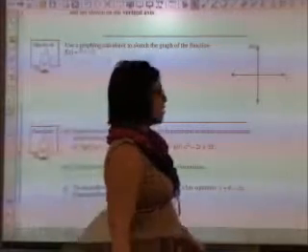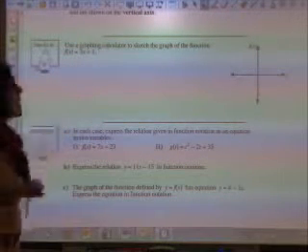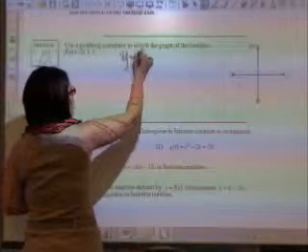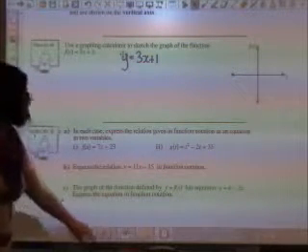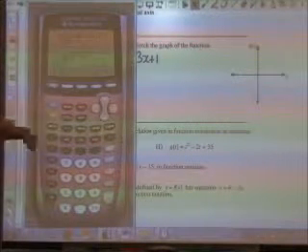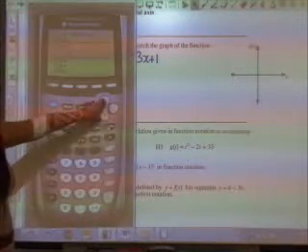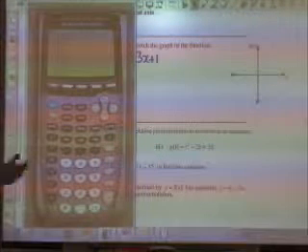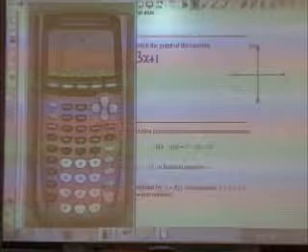If we look at our first example, use a graphing calculator to sketch the graph of the function y equals 3x plus 1. What that means is I use my graphing calculator to sketch y equals 3x plus 1. So we take our calculator, turn it on, go to our y equals, and whatever is there we're going to clear because we don't need it. We're going to put in our new equation, 3x plus 1, and then we're going to graph it.